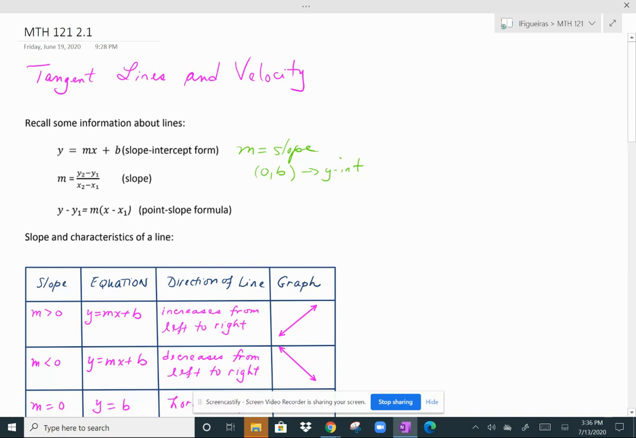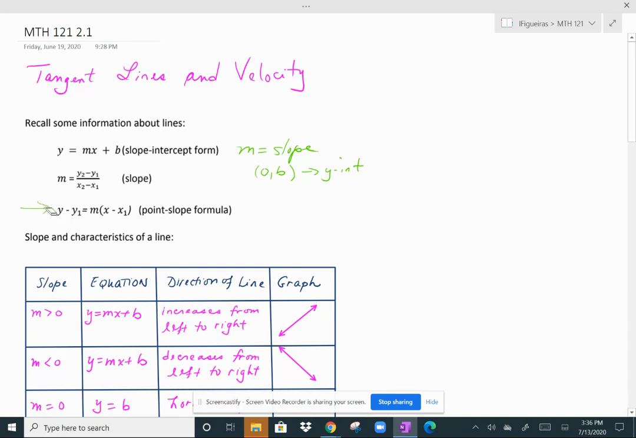We also know how to compute the slope of a line. As long as you know 2 points, it's going to be the change in y over the change in x. You might also know this as rise over run. So that's an important formula to know. And then you have something called the point-slope formula, which is used to find the equation of a line. As long as you know the slope and one point on a line, you can find the equation by plugging it into the point-slope formula.